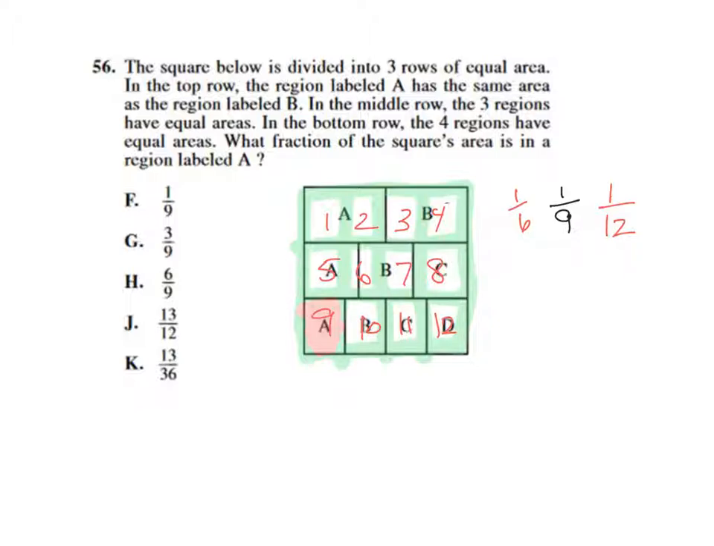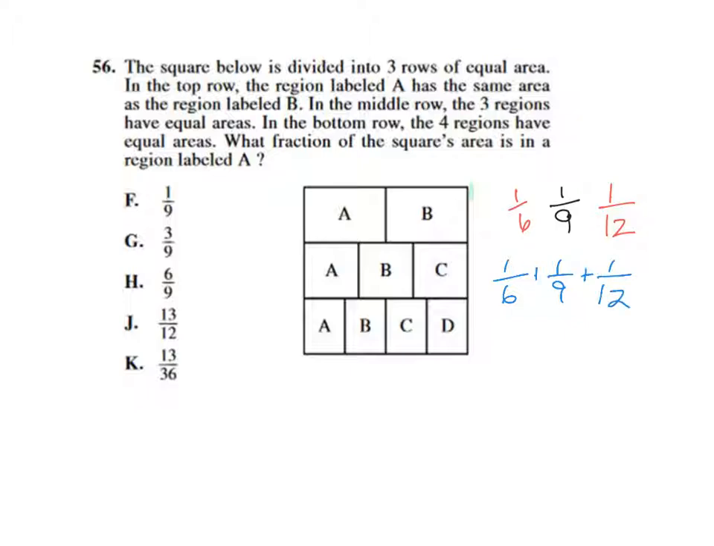So if I want to know the fraction of the square's area labeled A, I just need to add these 3 things together. So when we're adding fractions, we need a common denominator. So we've got 1/6 plus 1/9 plus 1/12. And I could do this by hand. The common denominator is going to end up being 36. So we get, oops, not 4, we get 6 out of 36, 4 out of 36, and 3 out of 36. And if I add these together, that gives me 13 out of 36, and that's answer choice K.